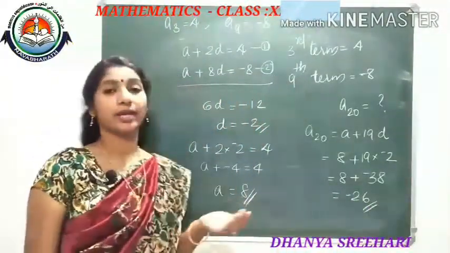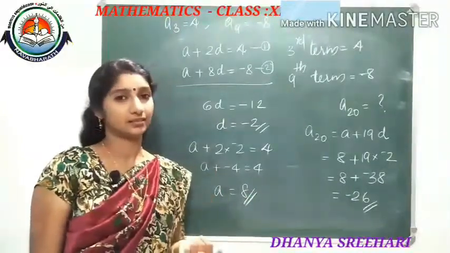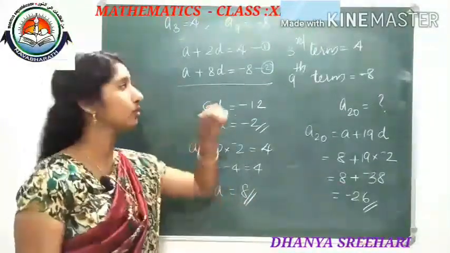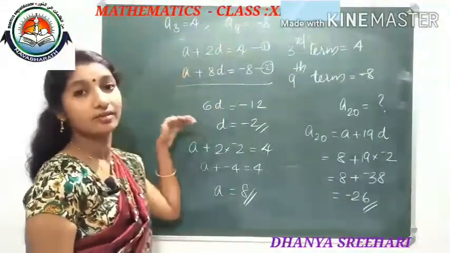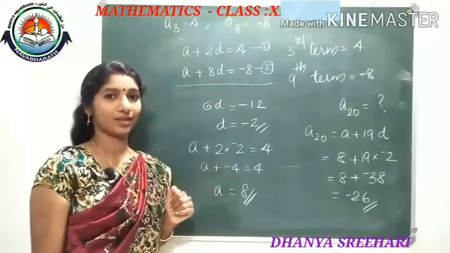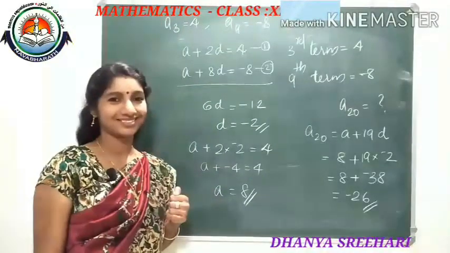Like this you will be able to find any term, the 20th term or any term. What we need to do? From the given statement, we make two linear equations and solve for A and D. Got the idea? Nice question, no?